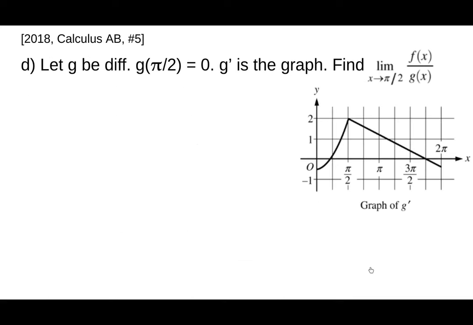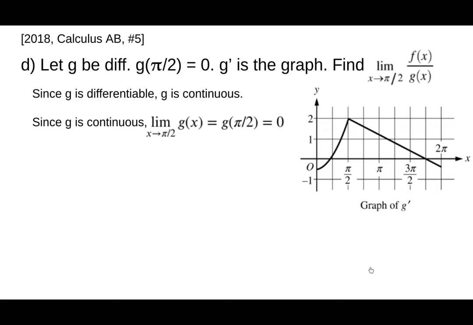In part D of this question, we are given that g is a differentiable function. g of pi halves is equal to 0, and the derivative of g is provided in a graph. And we are asked to find the limit as x approaches pi halves of f of x over g of x. All right, since g is differentiable, g is continuous. Now, since g is continuous, by the definition of continuous, the limit as x approaches pi halves of g of x has to equal g of pi halves. Well, we're given in the statement of this part of the question that g of pi halves is 0.